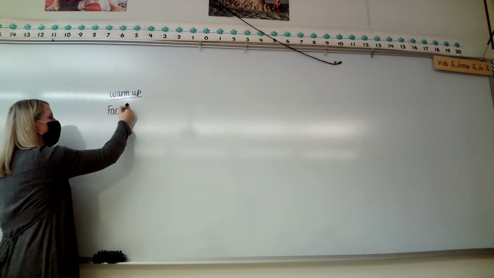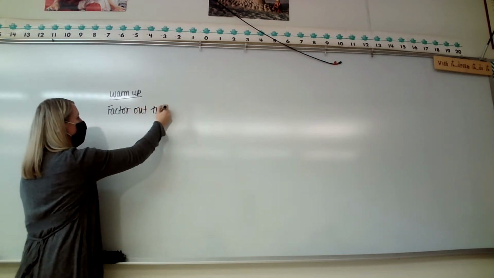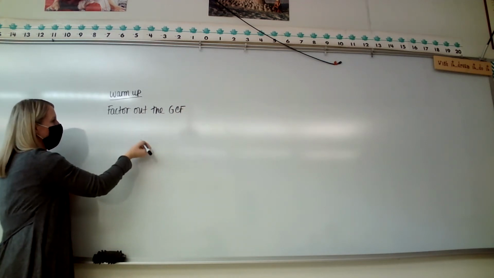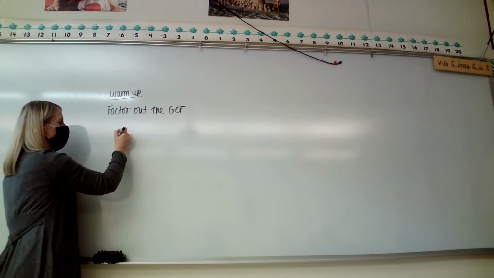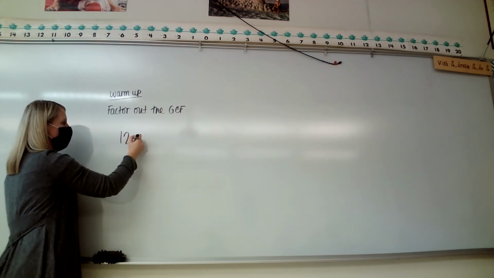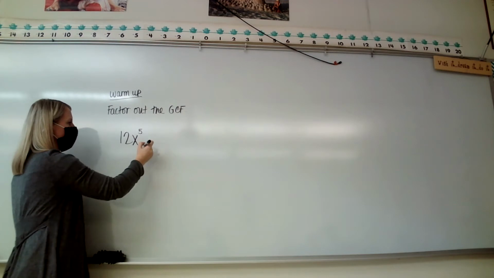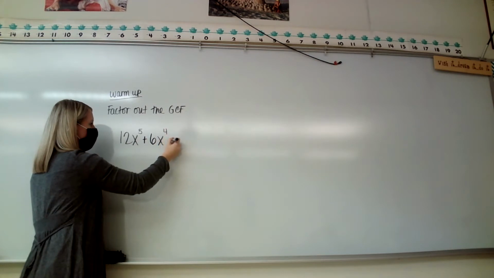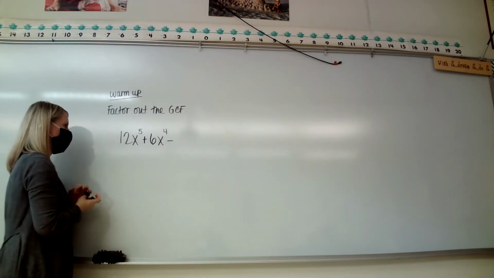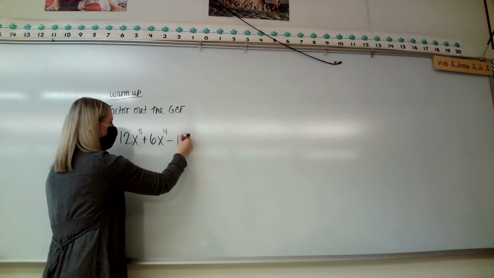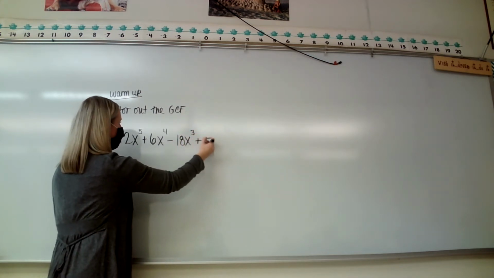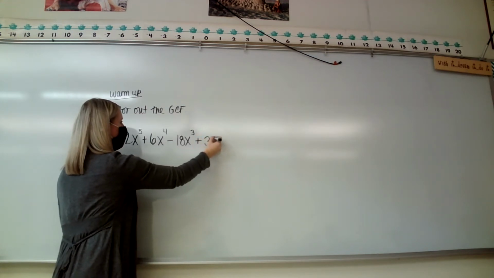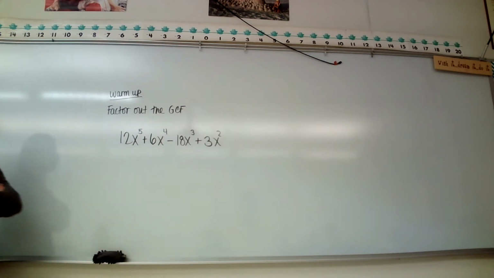So right now, I'll make them easier numbers. When I say factor out the GCF, reminder that means greatest common factor. And I give you a nice little polynomial. Let's do 12x to the fifth. We'll just keep it with one variable. Plus 6x to the fourth. Minus 18x to the third. Plus 3x squared. Sorry, that's a lot of thought in my brain.